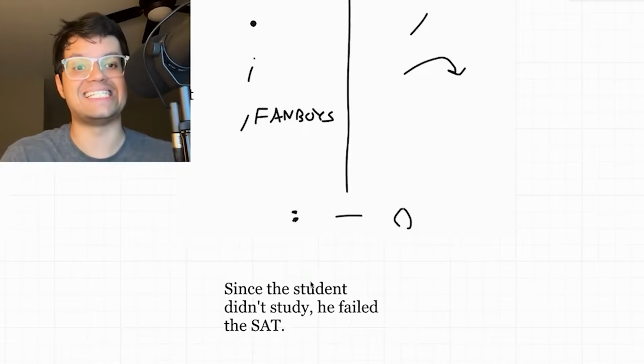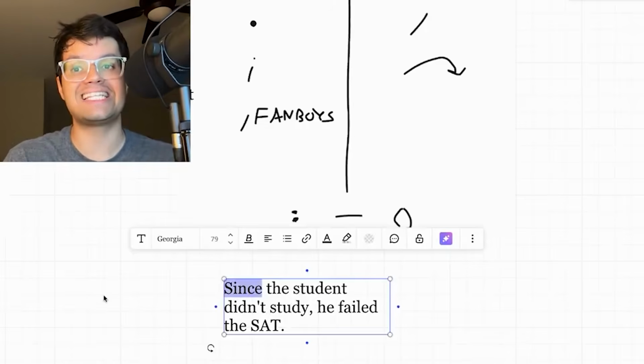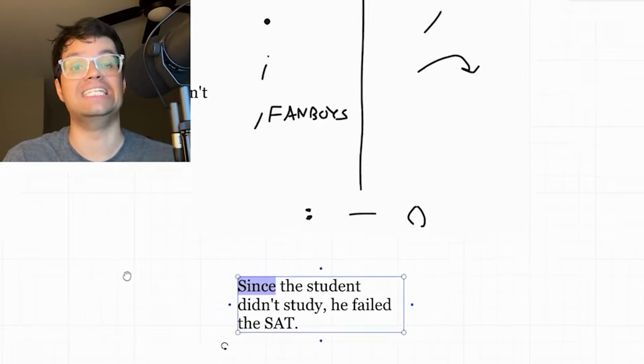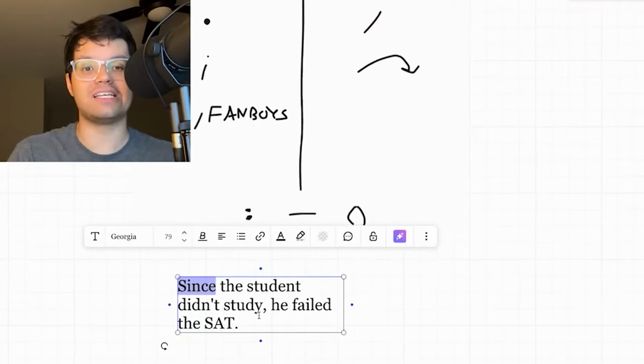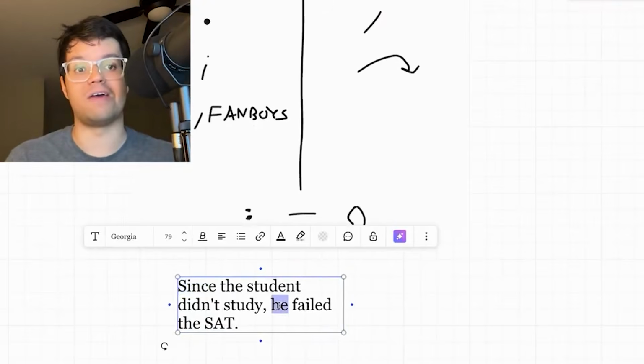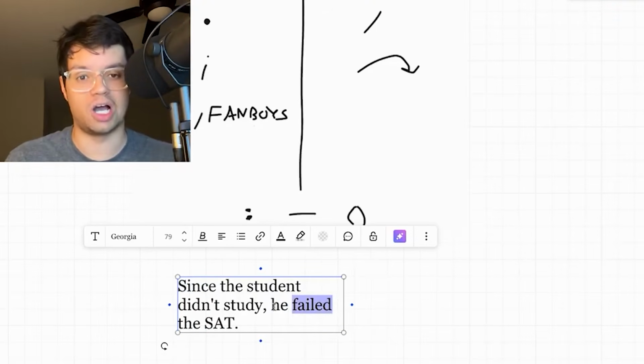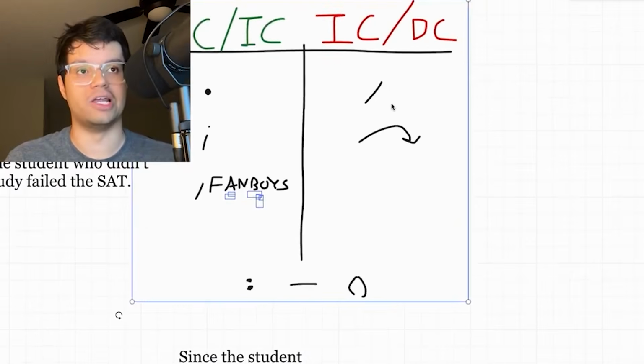You could also have something like this. Since the student didn't study, you notice since that is one of the wasabi words. So that's a dependent clause. And we have he failed the SAT. This would be an independent clause because we have he, then failed, and then no wasabi word in that one. So we can use a comma there to separate those two.